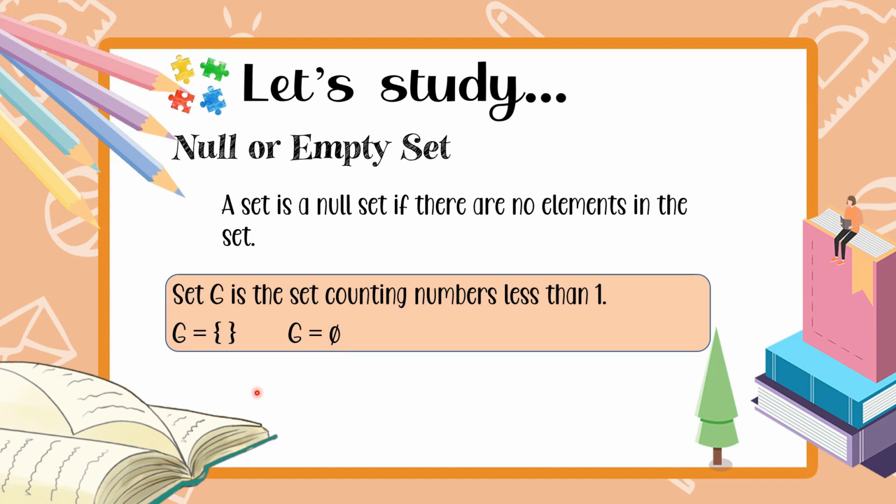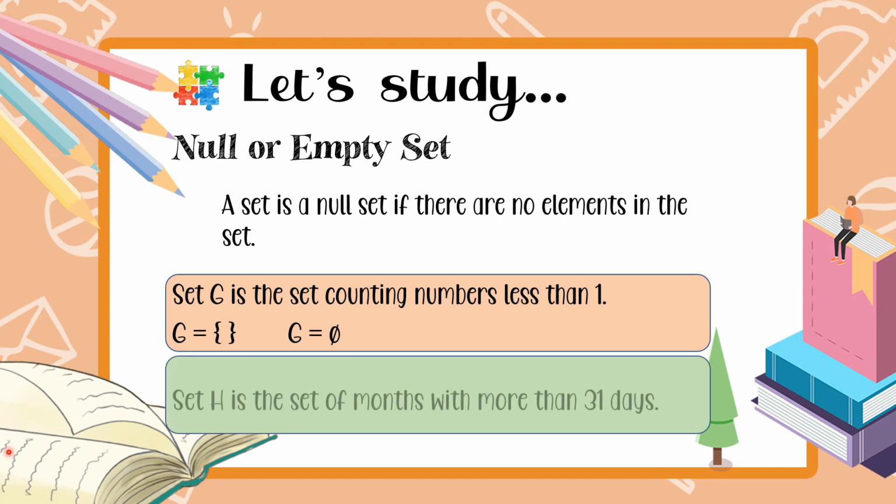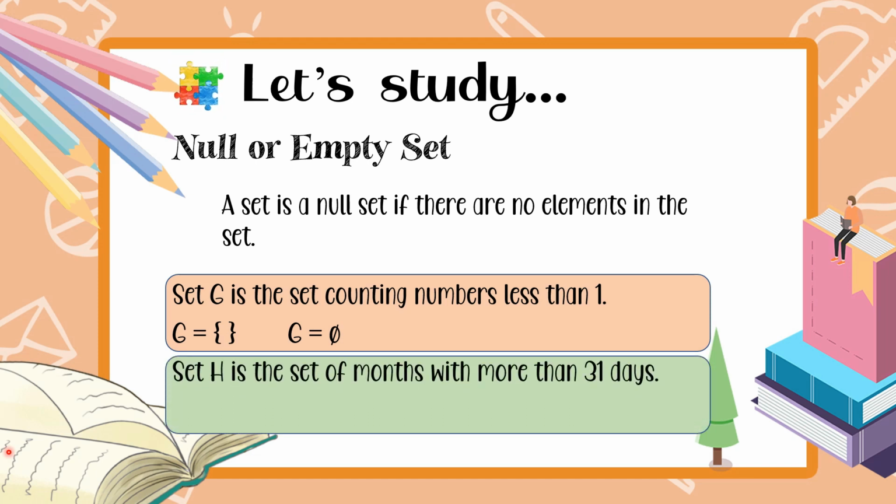Next, set H is the set of months with more than 31 days. So, ang pinakamarami lang natin na months, na days, sa kalendaryo ay 31 days lang. So, this set H is an empty set. So, write it as this.